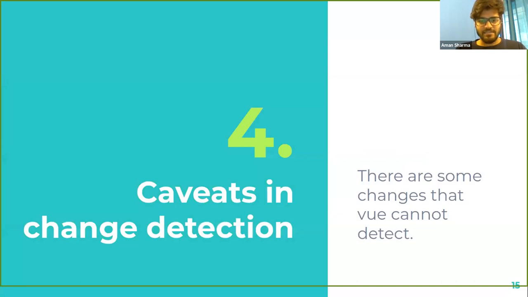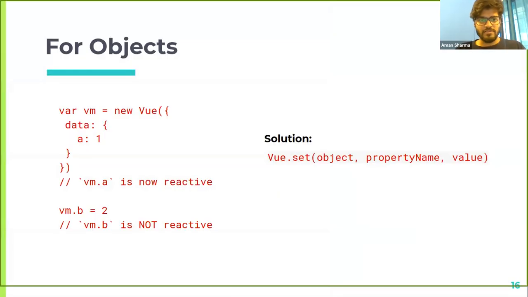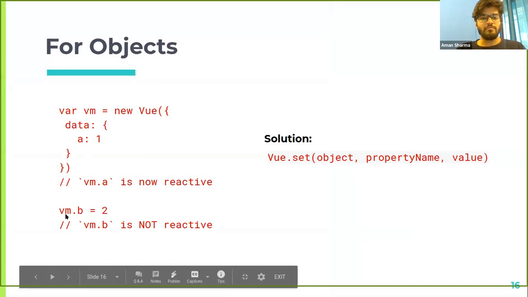Next are the caveats in change detection. When things are changing, there are some cases in which changes are not detected. The first case is this: if I have data and VM, and I'm changing the value of something in A, that will be reactive and will be shown. But if I'm adding a new property, then it will not be reactive.